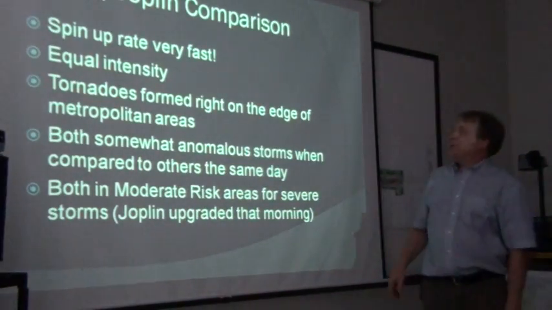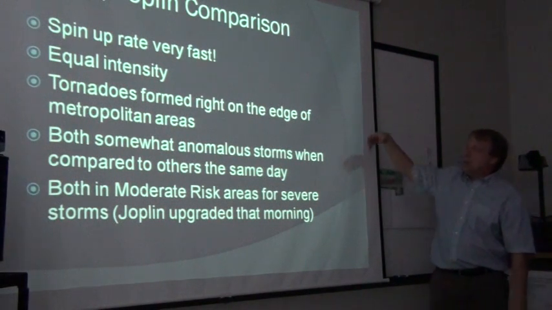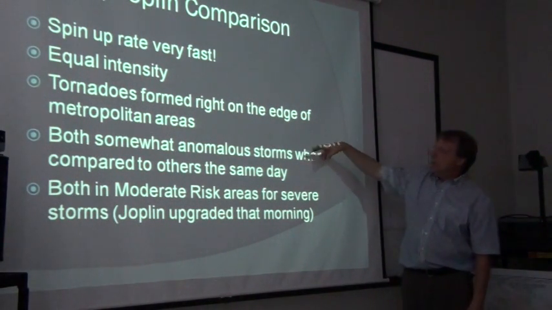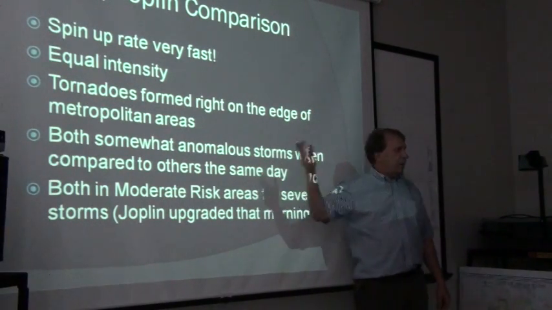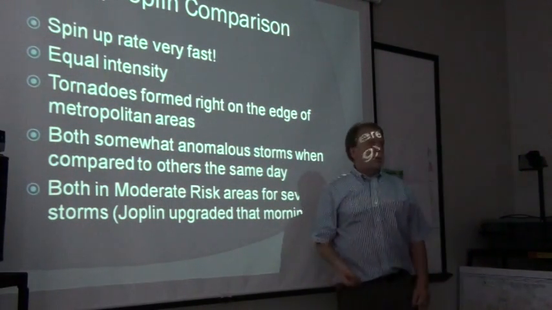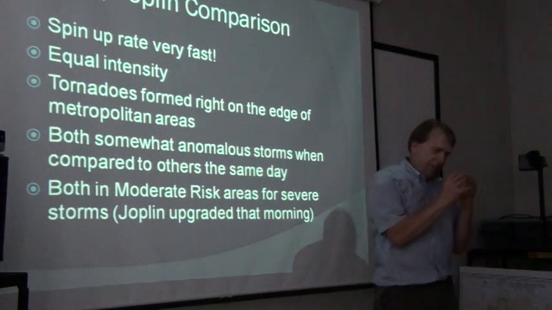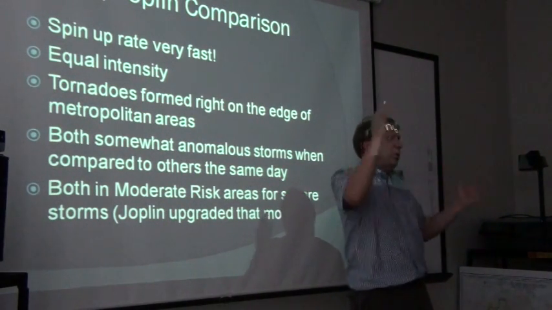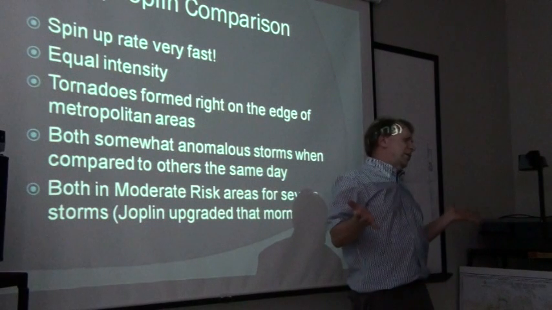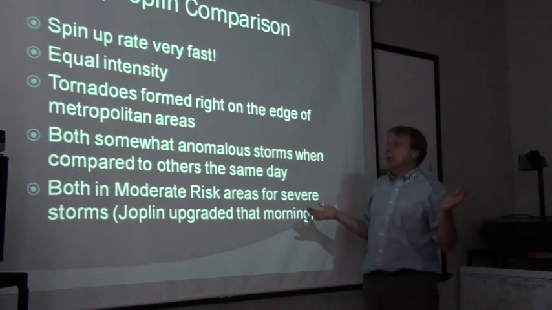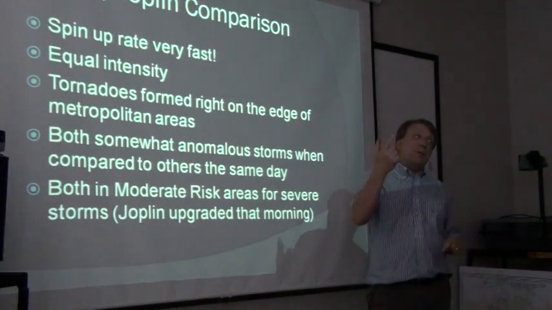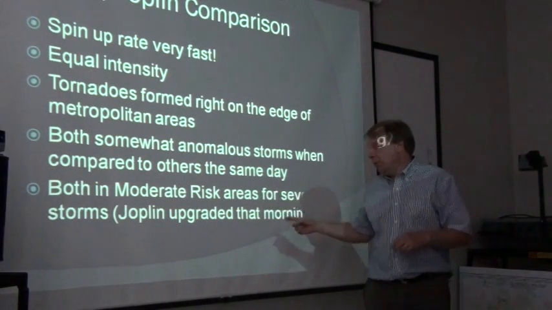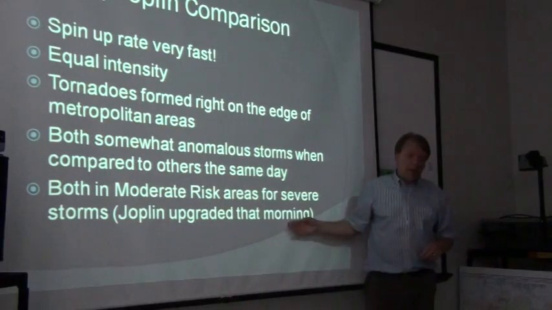More in Joplin comparison: spin-up rate very fast, equal intensity EF5s, around the edge of metropolitan areas. They were somewhat anomalous storms compared to the other storms of the day. So Moore and Joplin were big sore thumb EF5 supercells when the other storms around them weren't even near the intensity or didn't even produce tornadoes. Both were in moderate risk areas for severe weather. Now there's one more up called a high risk. So that's interesting. And Joplin wasn't even upgraded until that morning to moderate risk.